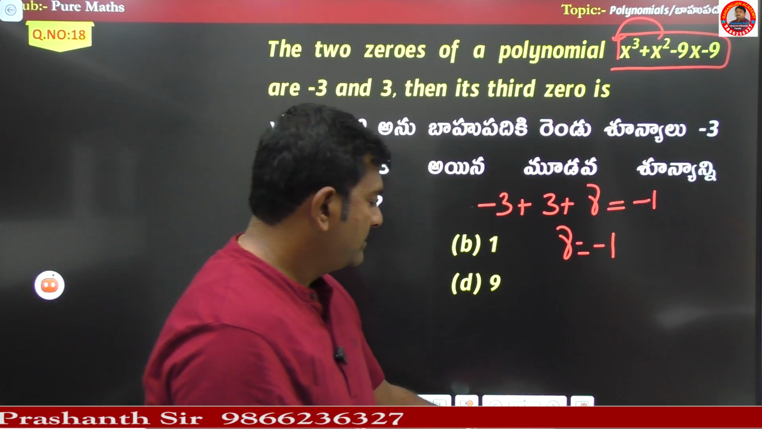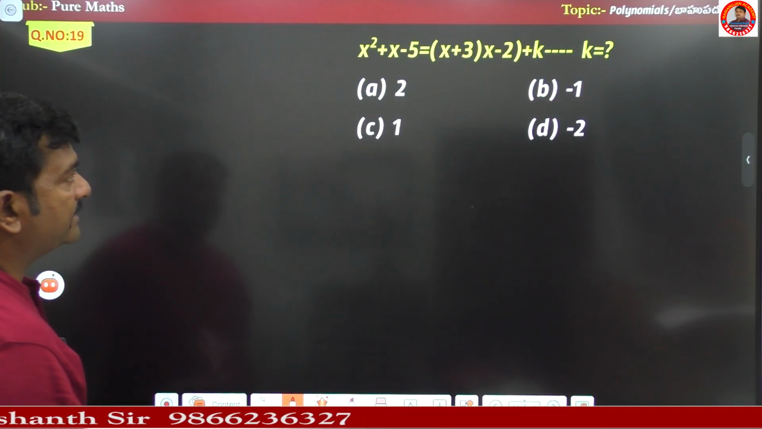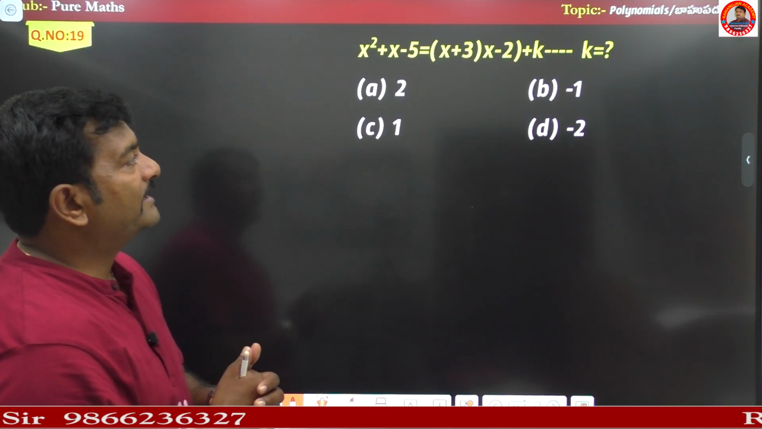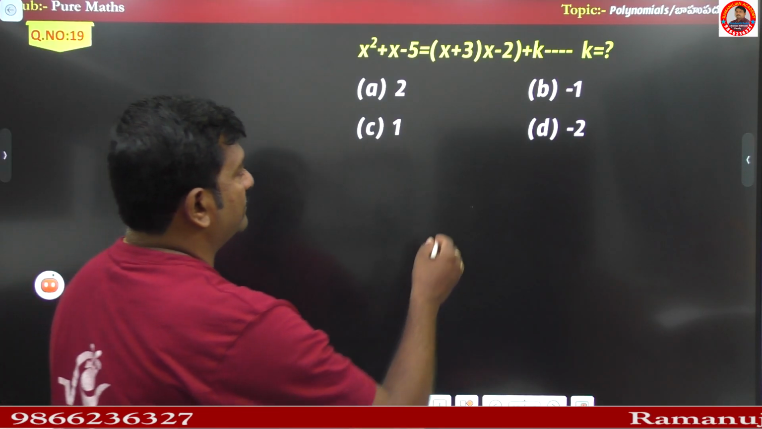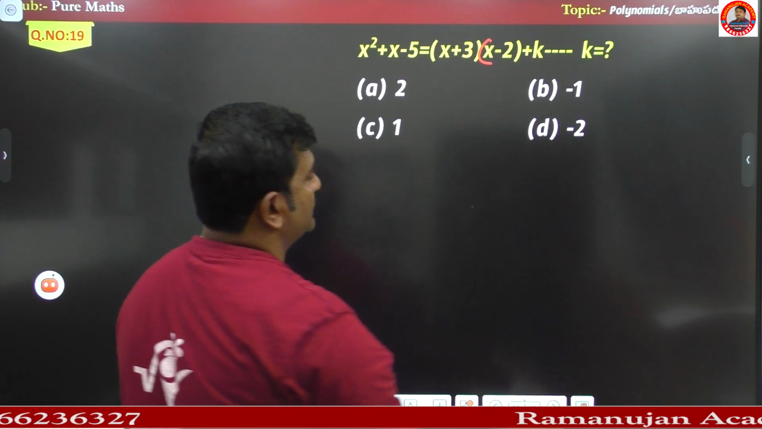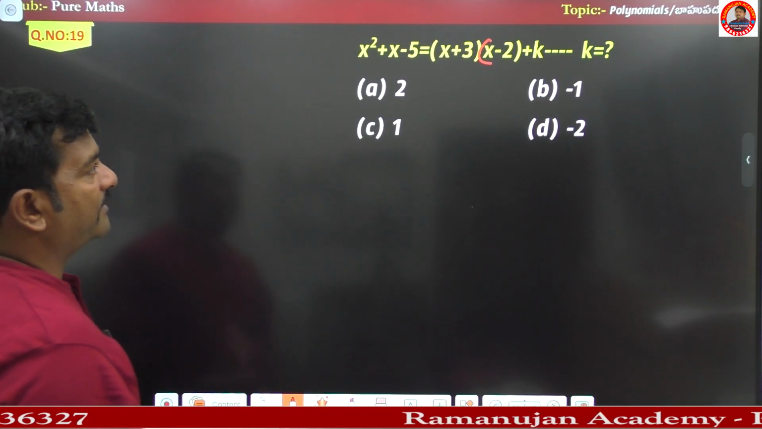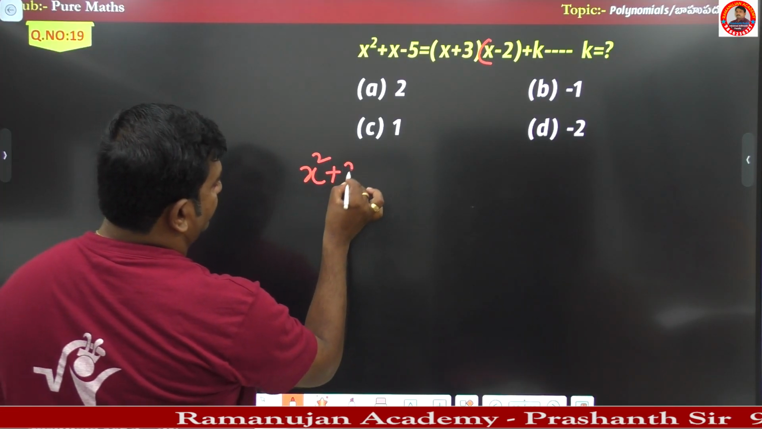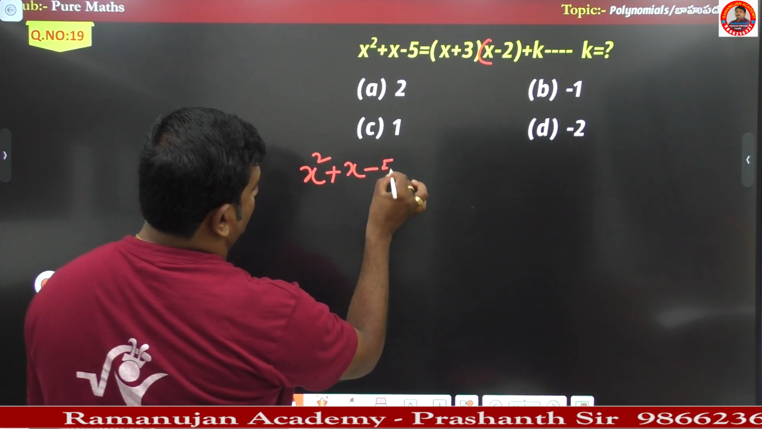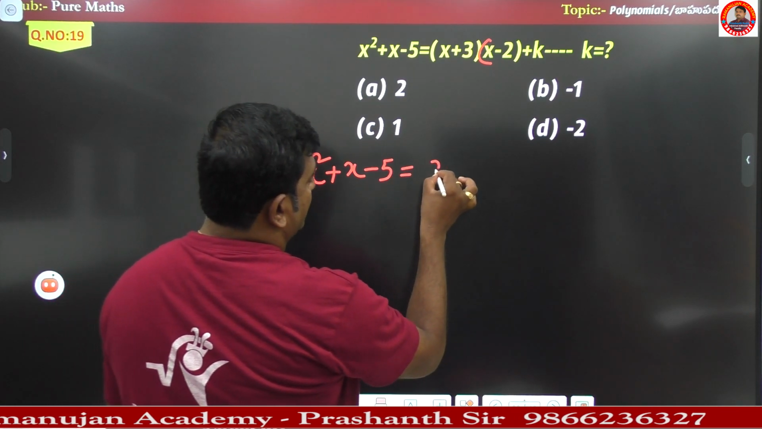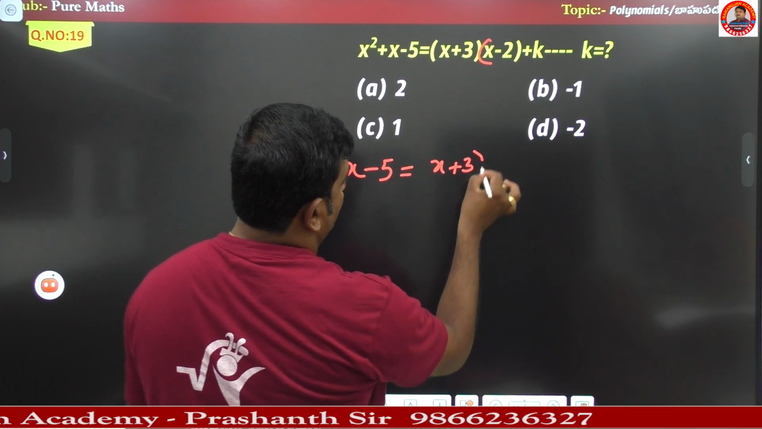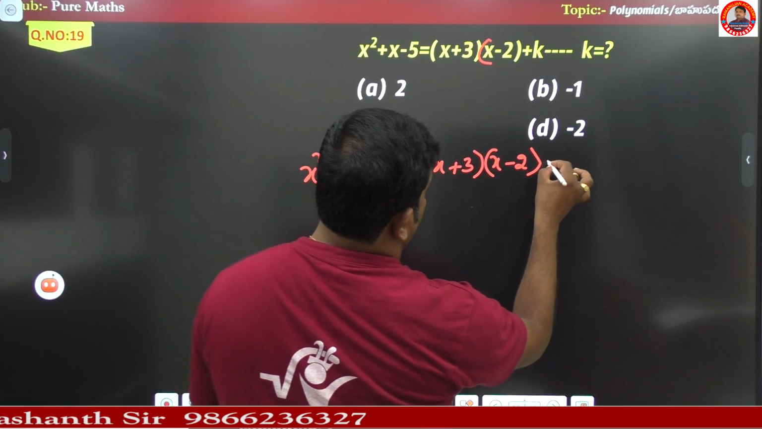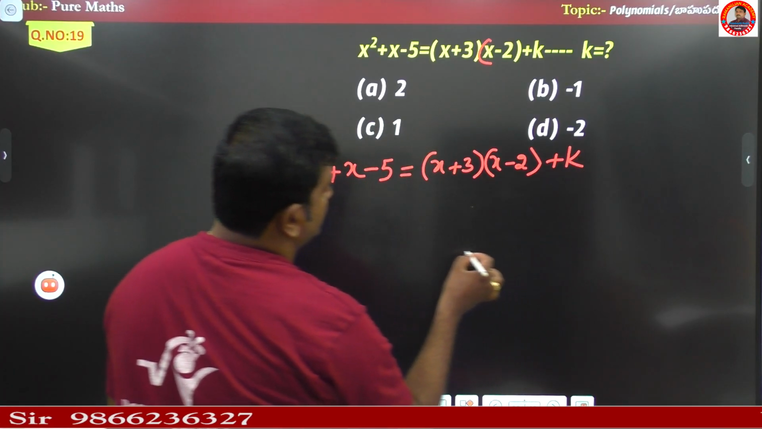Now next question: x square plus x minus 5 is equal to x plus 3 into x minus 2, plus k. He asked to find out the k value. Once again just observe here. Left side, what we have? x square plus x minus 5. Right side, what we have? x plus 3 into x minus 2, and not only this, plus some constant k also.